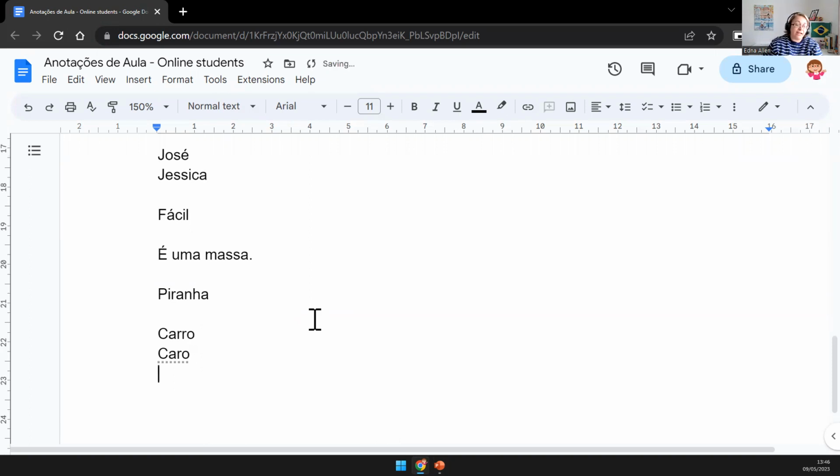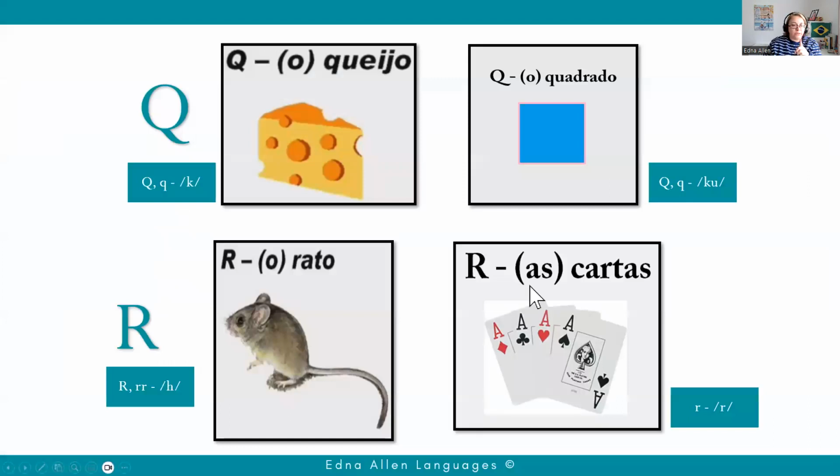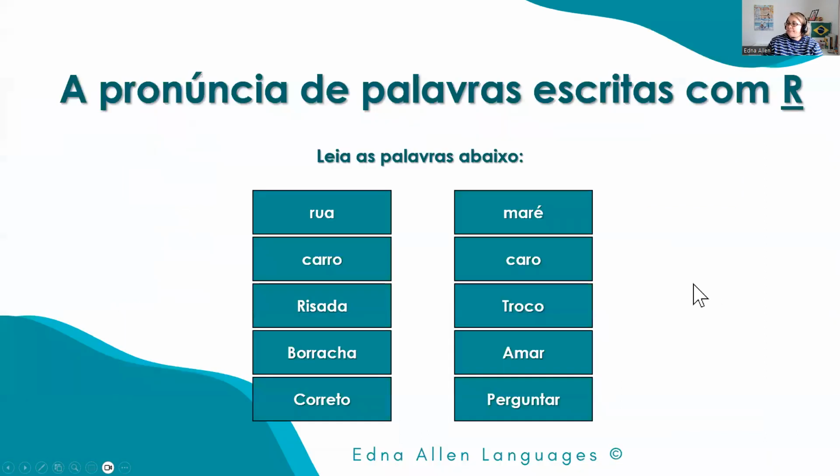Caro. So imagine I have an expensive car. Eu tenho carro caro. Tudo bem? Carro caro. So if you have just one R, like in cartas, you can pronounce it in two ways. Ambas estão corretas, both are okay. Próxima. All right, so we have a few examples there. Have a look at them. Practice them aloud.